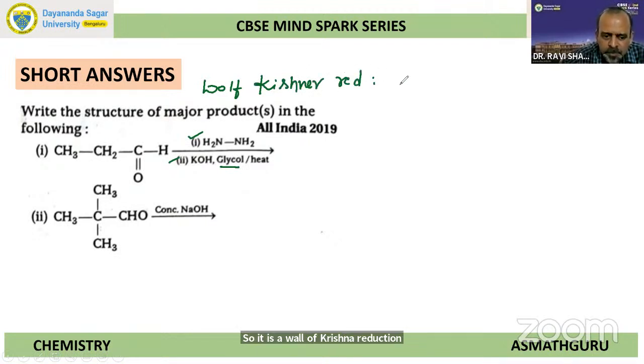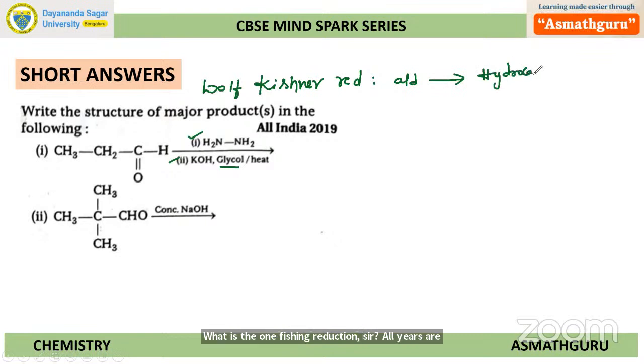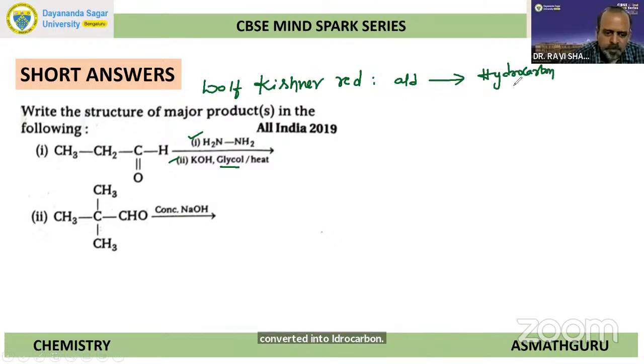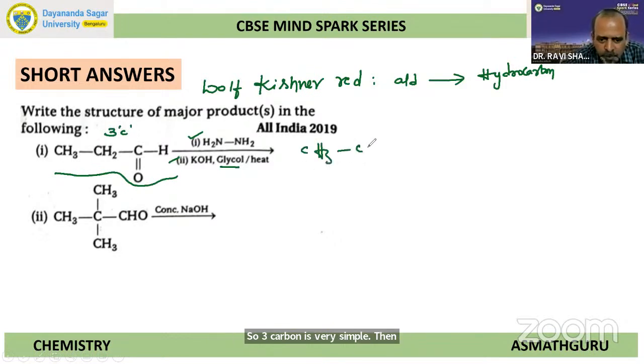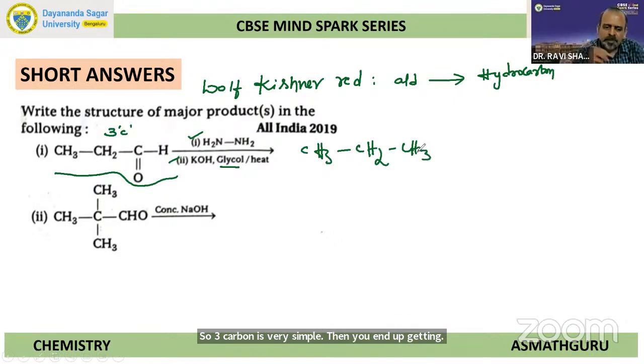What is a Wolff-Kishner reduction? Sir, aldehydes are converted into hydrocarbon. And just very simple. See, in this molecule, how many carbon is there? So 3 carbon is there. Then you end up getting hydrocarbon having 3 carbon. That is propane. But he is asking the structure of the major product. That is enough. Propane.